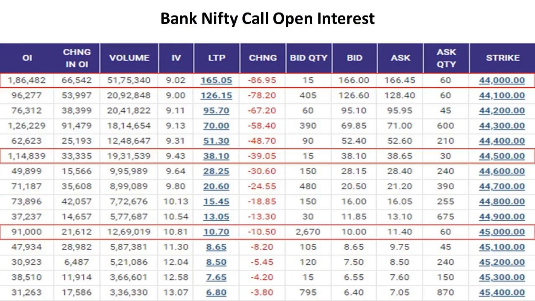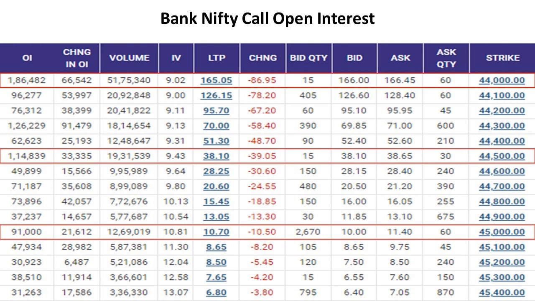So friends, now let us discuss the derivative data of Bank Nifty. You will see on the screen the data of Bank Nifty calls. In Bank Nifty calls, the action was seen in 44,000 calls. Above that, the next concentration is around 44,500, and the third concentration of volume and open interest is around 45,000.